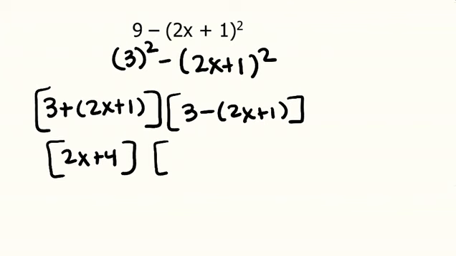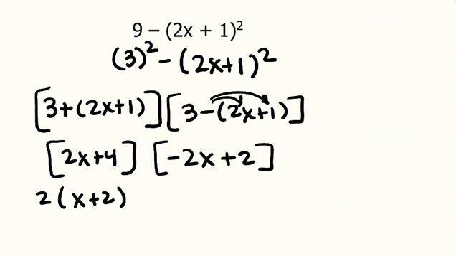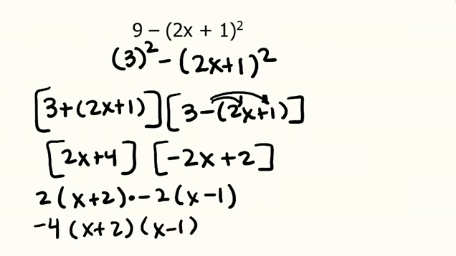And then, well, if I have 3 minus 2x and minus 1, because I got to distribute the negative to both of these things, you'd have negative 2x, and 3 minus 1 is plus 2. If you wanted to go even farther, 2x plus 4 is 2 times x plus 2. Negative 2x plus 2 is negative 2 times x minus 1. So I have 2 times negative 2 is negative 4, x plus 2, x minus 1. You can take this as far as you want.